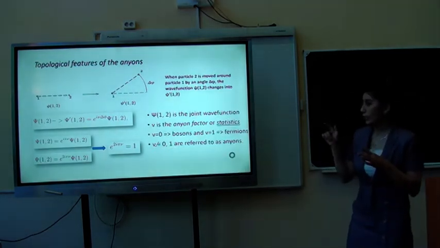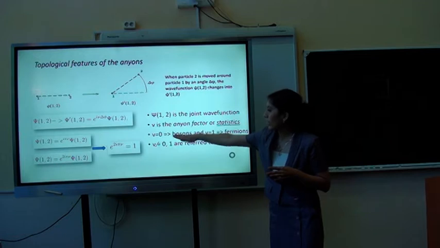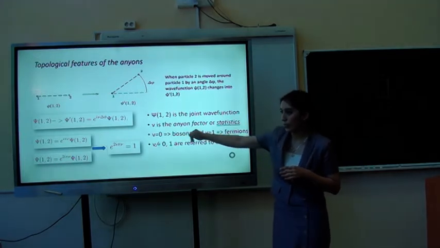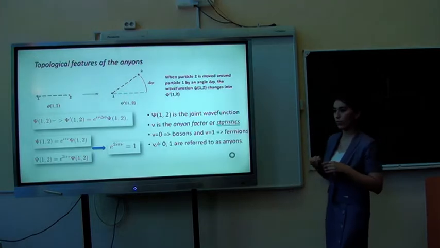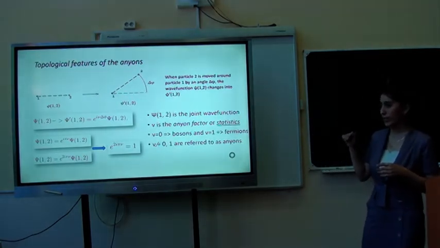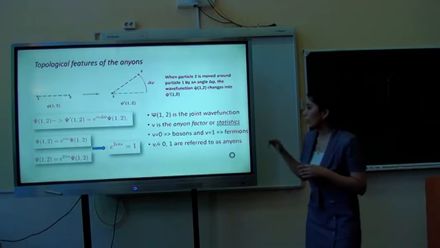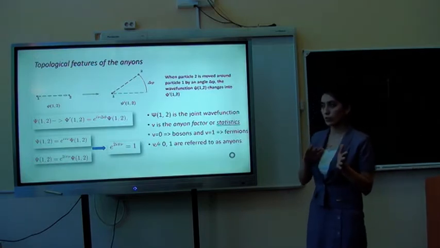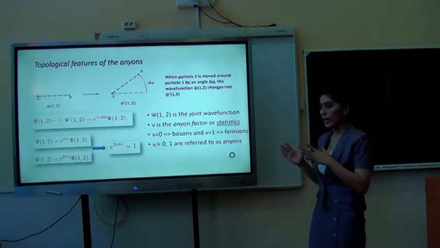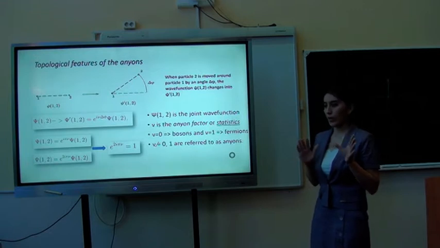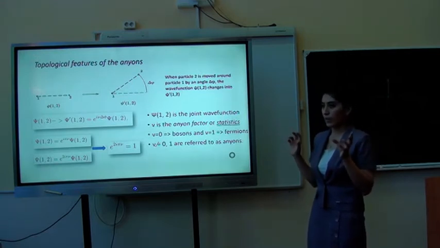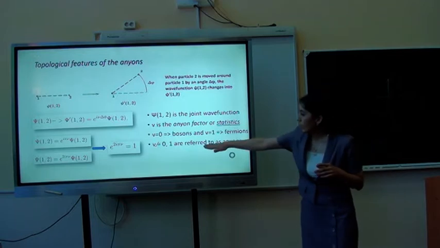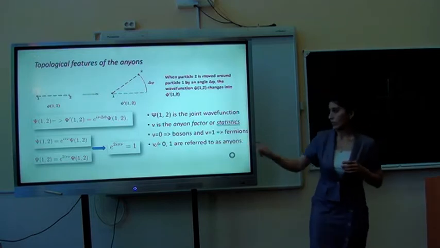Well, if mu is equal to 0, we get a boson's symmetric wave function. If mu is equal to 1, this would be a fermion's, and the wave function would be anti-symmetric. Well, if mu is not equal to 0 and not equal to 1, and between 0 and 1, I mean fractional numbers, they are referred to as anions.